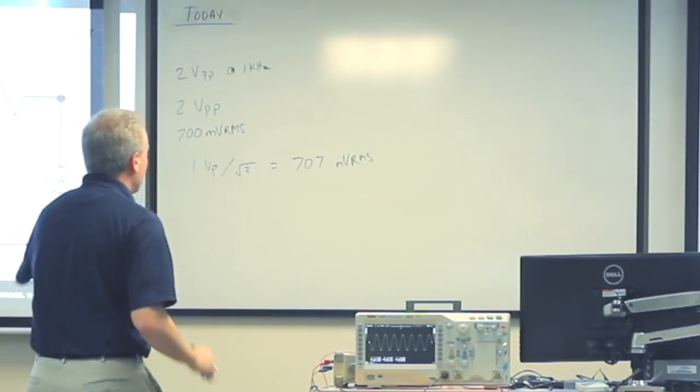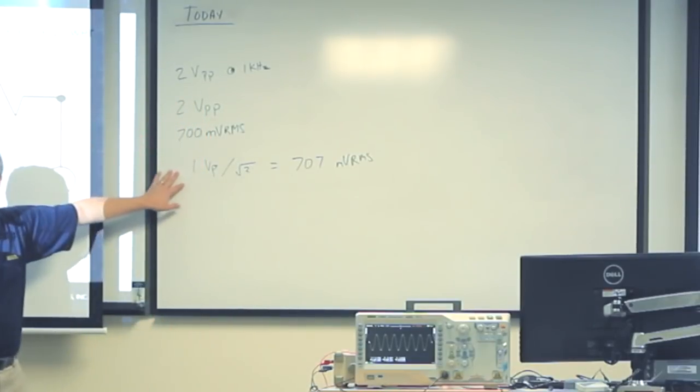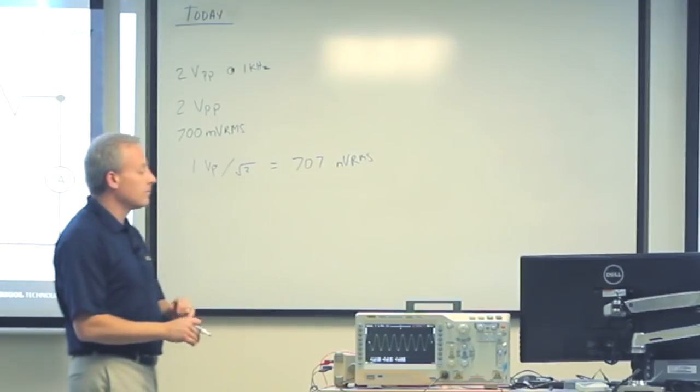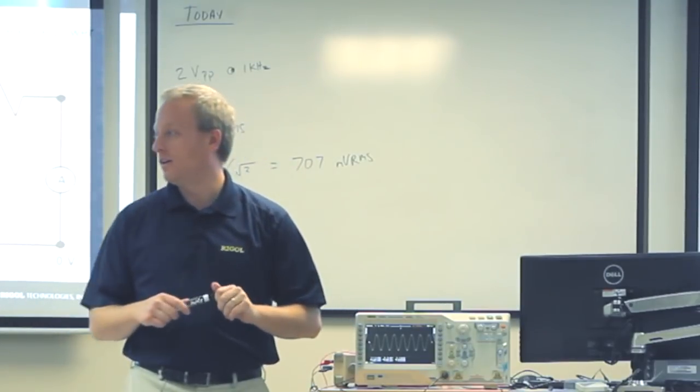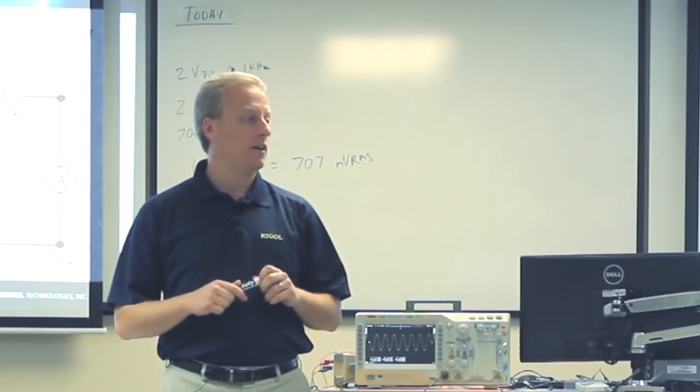So this is exactly what the scope is doing with this measurement, right? Now, if you get the DMM across it, what does the DMM read in volts? Anybody get to that?